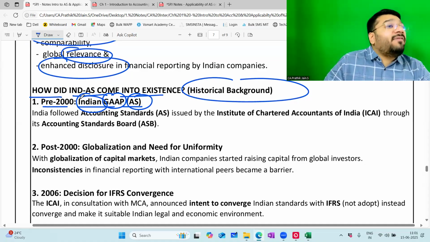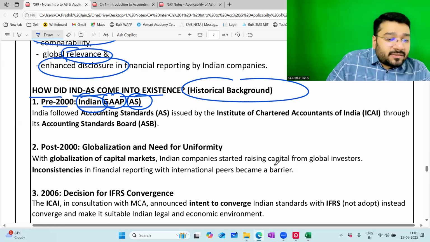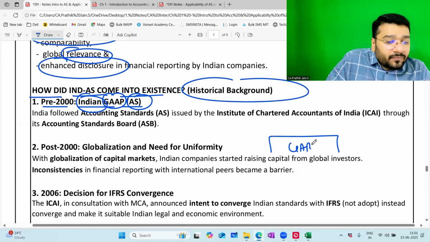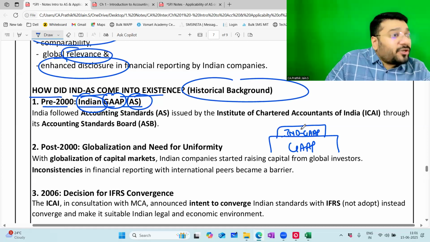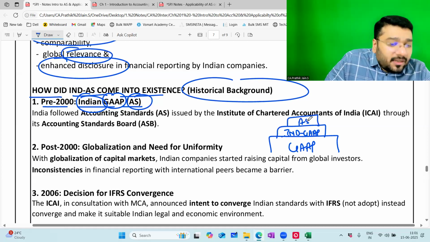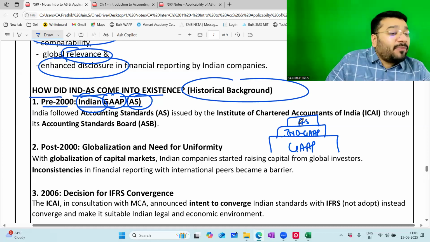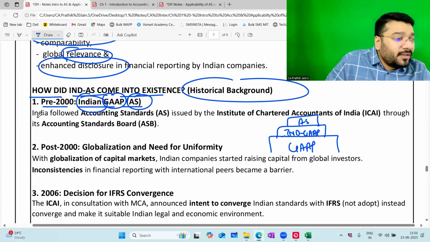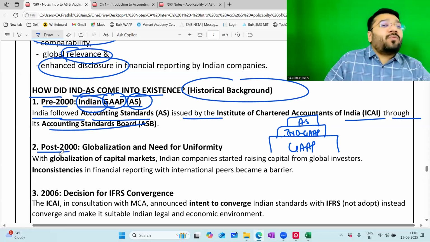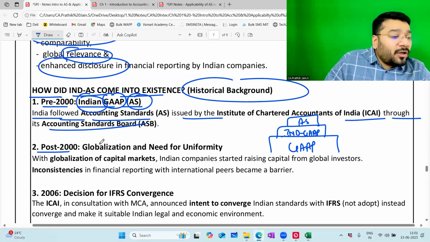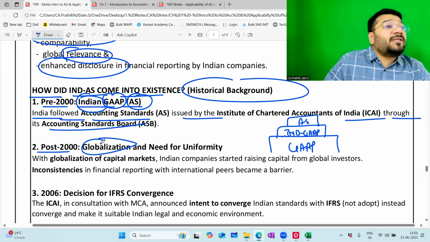In Indian GAAP, what did we have? Only accounting standards. Based on GAAP, we came out with something called Indian GAAP, and based on this Indian GAAP, we prepared standards called accounting standards. So only accounting standards were there before 2000. Before 2000, India followed accounting standards issued by ASB of ICAI. Post 2000, what happened? After 2000, there was globalization, privatization. You would have studied this in your school.